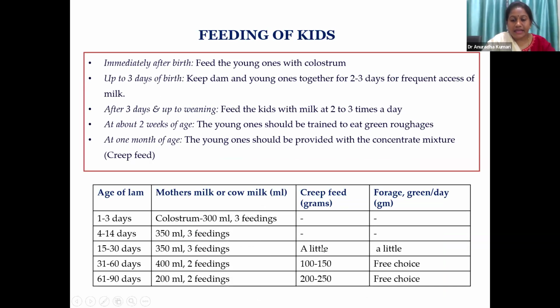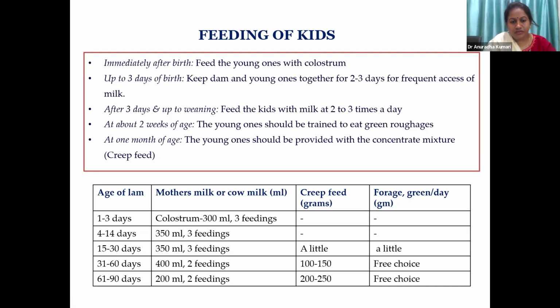As the kid reaches the age of 2 weeks, a small quantity of quality green lush pasture should be introduced. At that time, they are not consuming a sufficient amount, only nibbling it, but it stimulates early rumen development. At the same time, we should start giving the kid its first concentrate mixture, that is crib feed.